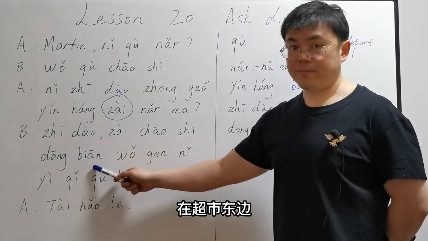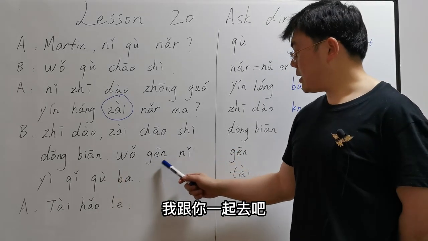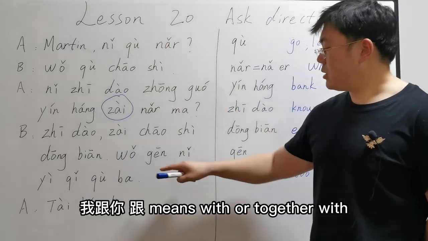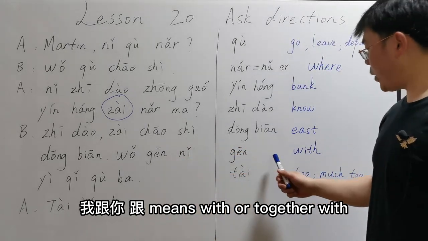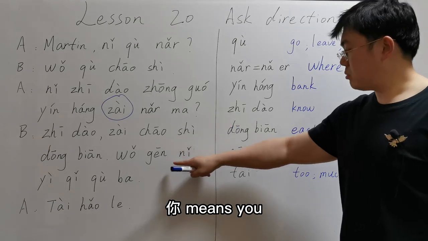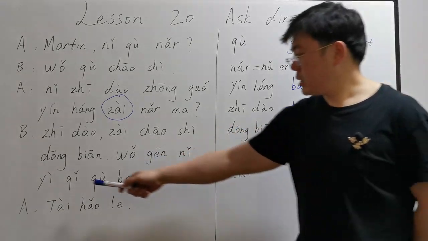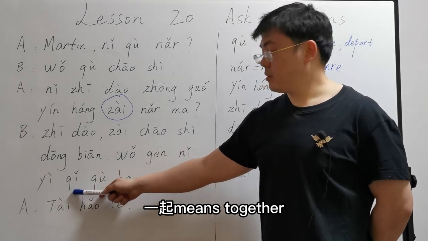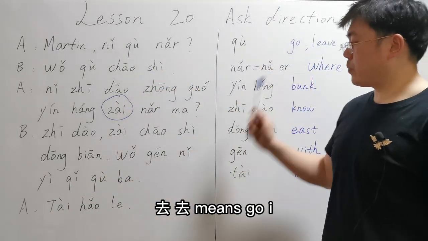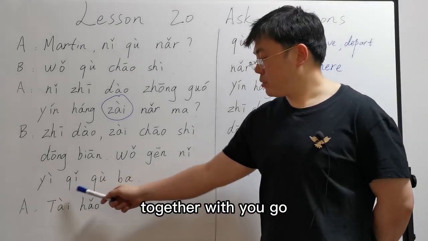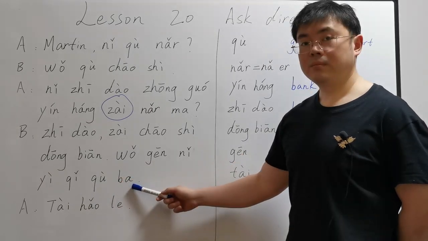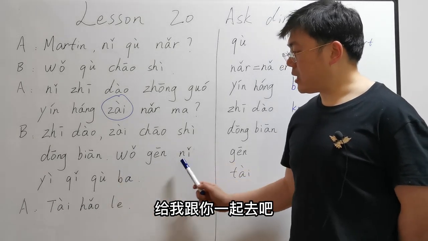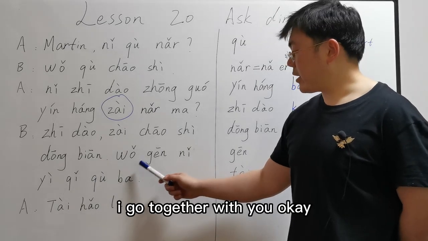在超市东边。我跟你一起去吧。我 means I, third tone. 跟 means with or together with. 你 means you. I, with you. 一起 means together. 去 means go. I go together with you. 吧 is used at the end of a sentence to indicate a mild suggestion. 我跟你一起去吧。I go together with you.